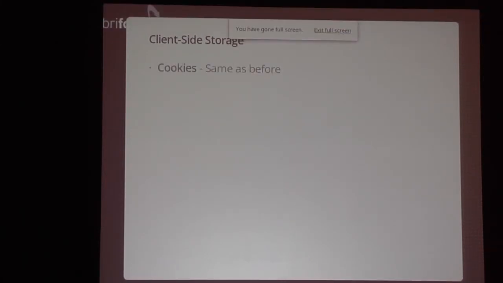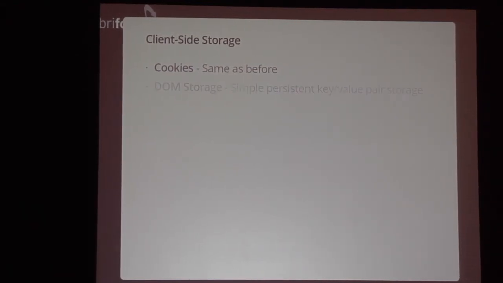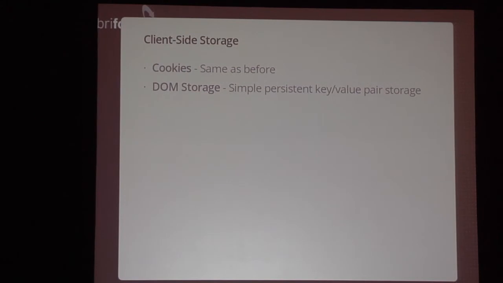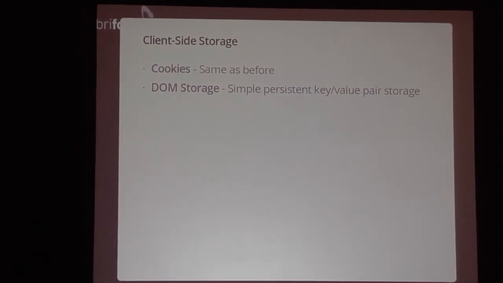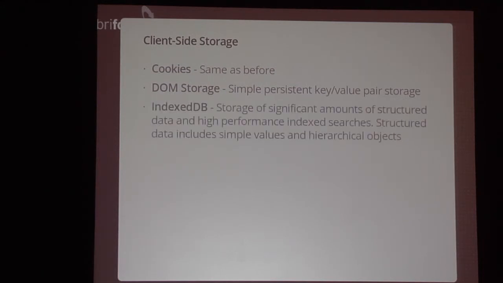So you still have all the old stuff. Every old thing still works, so you could use cookies like you've always done. But you've got a lot of new stuff. You've got something called DOM local storage or session storage, which is basically just a very simple key-value pair type storage, which is persistent per session or per user. But then you can get way more advanced than that.